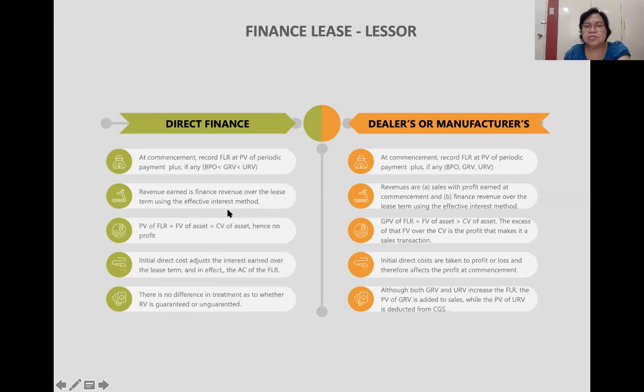As far as revenue is concerned, under direct finance lease, the revenue earned is finance revenue or interest revenue, and that is spread over the lease term using the effective interest method. Whereas under dealer's lease, there are two types of revenues earned by the lessor: revenues at commencement in the form of sales with gross profit again earned during the year of commencement, and then we have the second one, same as this, finance revenue over the lease term using the effective interest method.